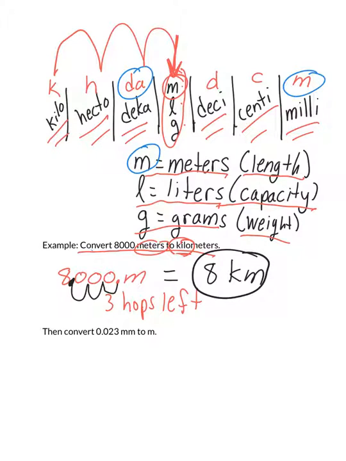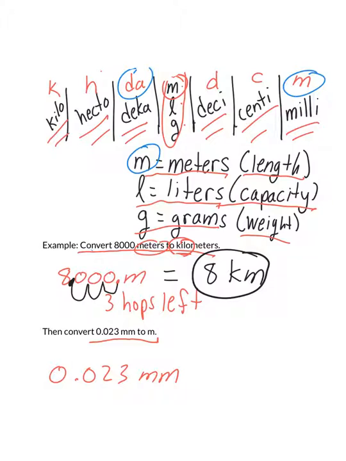Let's try another one. It says now to convert 0.023 millimeters to meters. So you just write down what you're given. We want to go to meters. I'll go ahead and do this one in blue. You point to what you're given. You're given millimeters, so we're starting with milli this time. Starting with milli over here. And we want to convert to just regular meters. So that's going to be 1, 2, 3. Coincidentally, 3 hops to the left again.